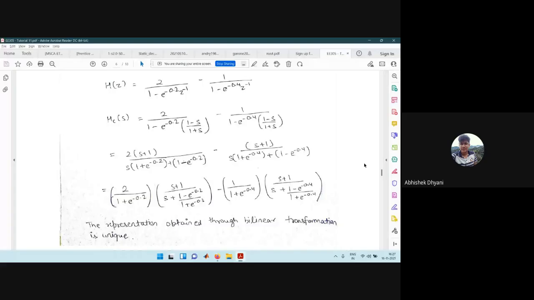So finally, again, it is asked whether this representation is unique or not, and the answer is that this is unique, because bilinear transformation will always give us a unique representation. We cannot find two continuous time systems which could be the basis for design of the discrete time system. So that is one thing to keep in mind for bilinear transformations.